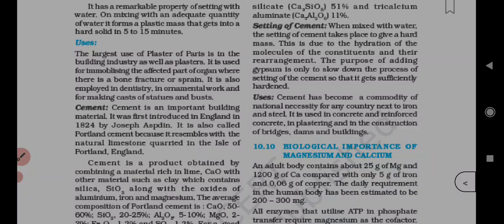But if you're a JEE aspirant, so you don't need to do, but I just related it with यहाँ पे सीमेंट इंग्लैंड से आया था और इंग्लैंड में इंडस्ट्रियल मेलानिज्म हुआ था। Okay, cement is a product obtained by combining a material rich in lime. So cement is a product obtained by combining material rich in lime, CaO, with other materials such as clay, which contains silica, SiO2, along with the oxides of aluminium, iron and magnesium.